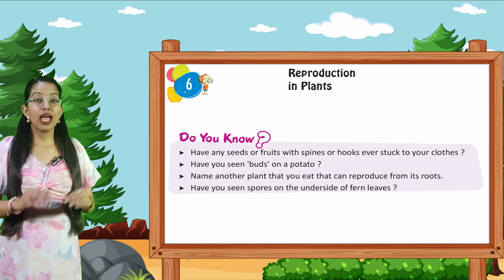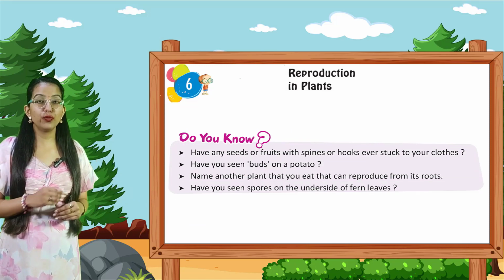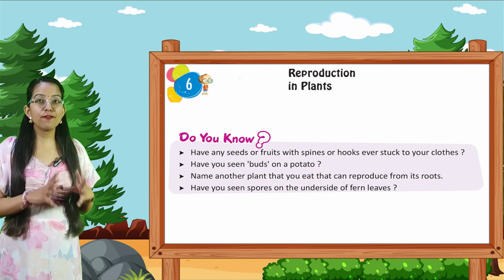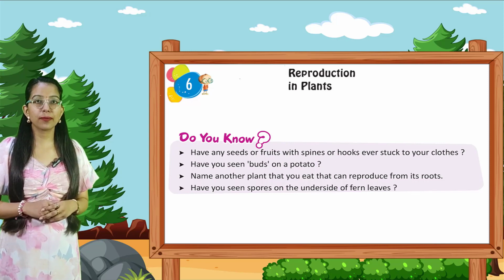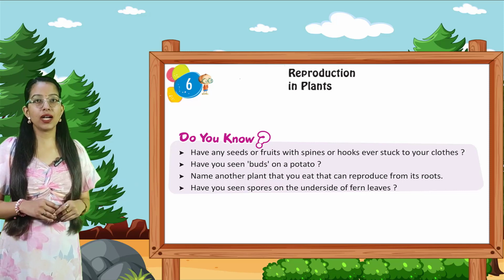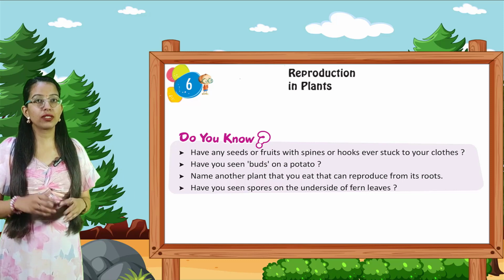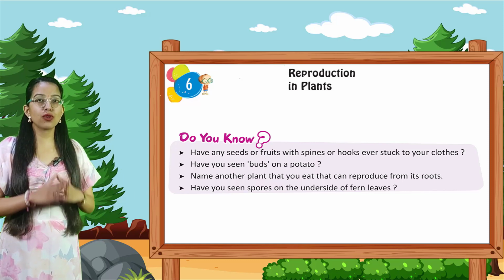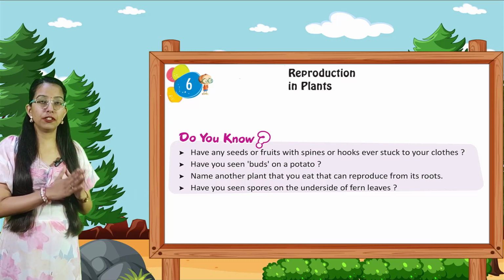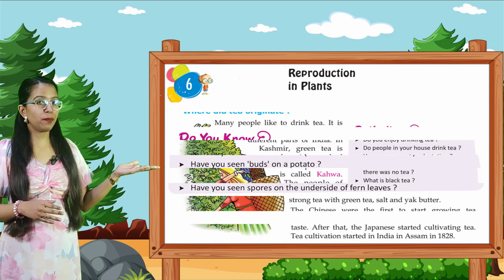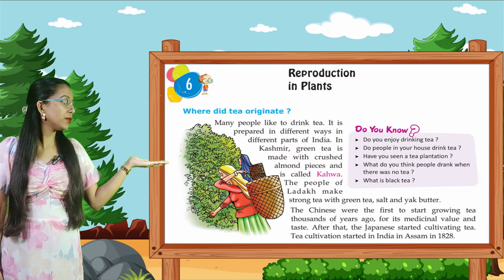Do you know? Have any seeds or fruit with spines or hooks ever stuck to your clothes? Have you seen buds on a potato? Name another plant that you eat that can reproduce from its root. Have you seen spores on the underside of fern leaves? Next topic is, look at the picture, students.